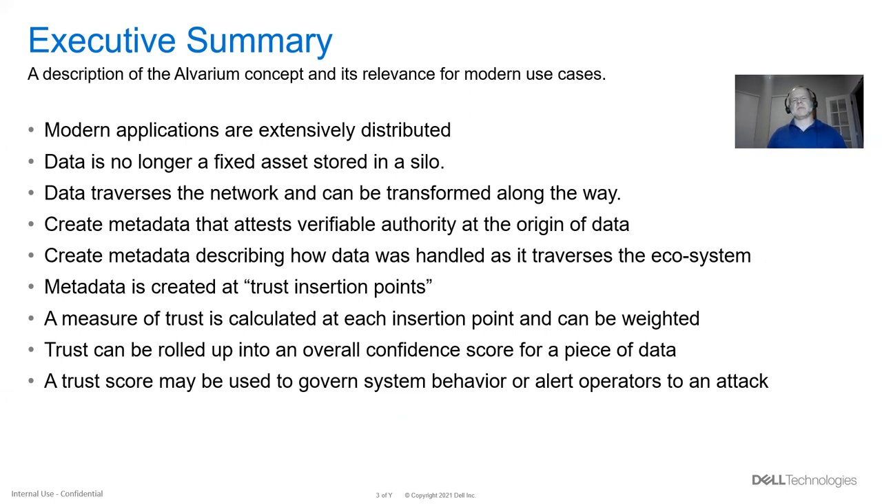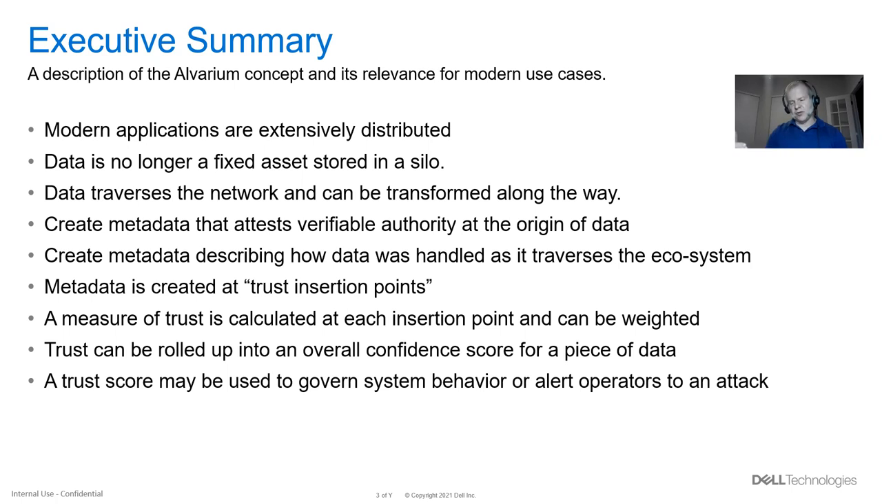So to describe the Alvarium concepts, modern applications are extensively distributed. And we no longer think of data as residing in a single centralized silo. Data is originated at one part of the network and traverses that network, perhaps being mutated, filtered, et cetera, all along the way. What Alvarium seeks to do is to create metadata that attests to verifiable authority at the origin of data, but also through all those hops as it traverses the network, as well as any mutations that may occur. We do this by creating metadata, what we call trust insertion points, which I'll describe in a minute.